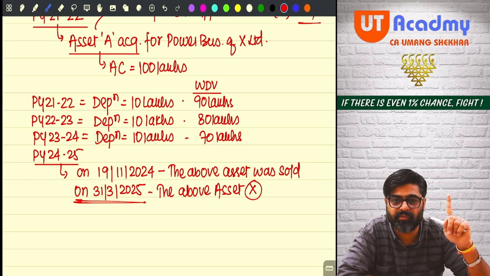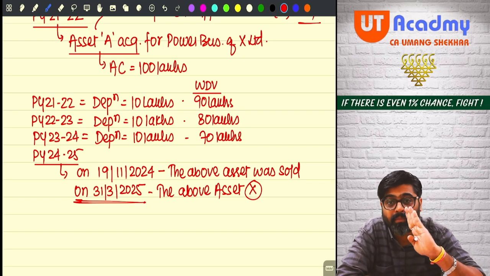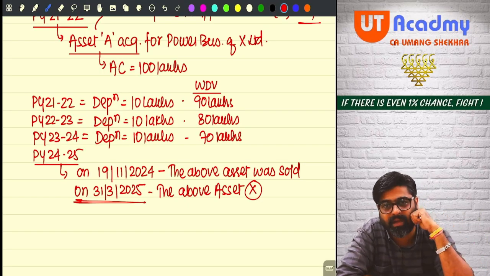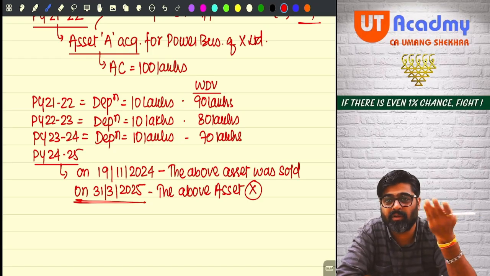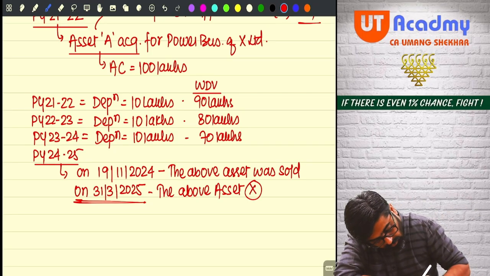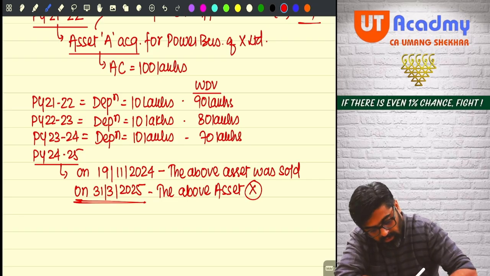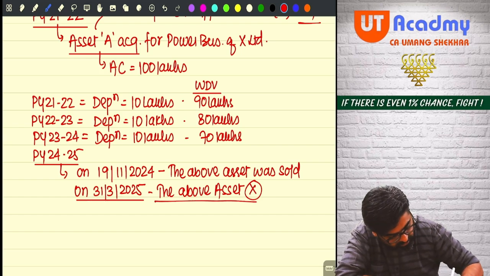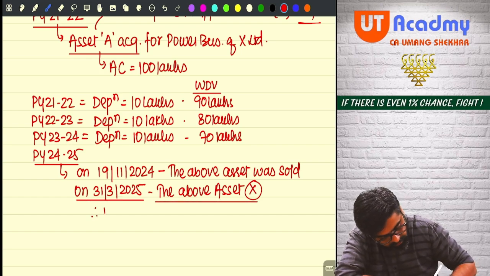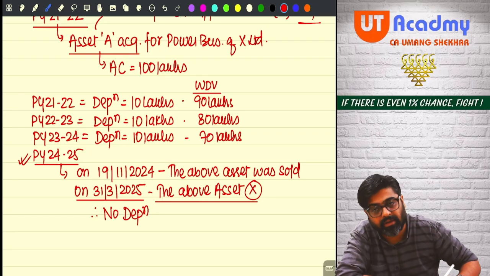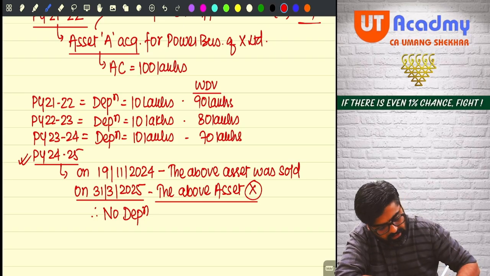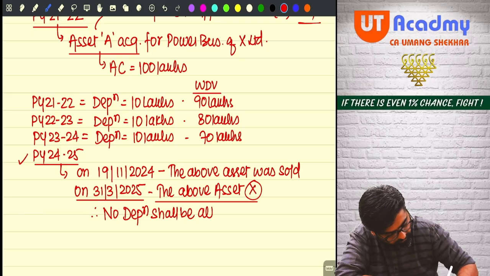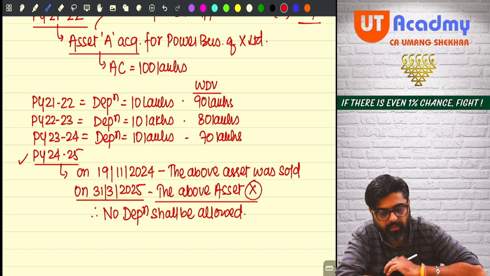From 1st April to 31st March, full year depreciation we are going to give. But for that, the asset should be there as on the 31st March, which is not there. You have sold the asset. So for 24-25, since the asset does not remain in the business as on the last day, therefore no depreciation can be claimed in the year in which the asset is sold. No depreciation on this asset shall be allowed. Understood this much?